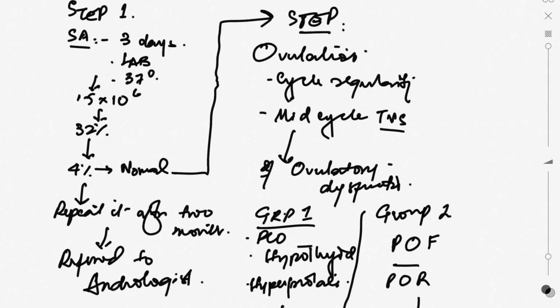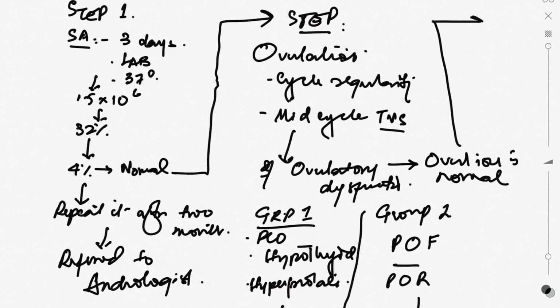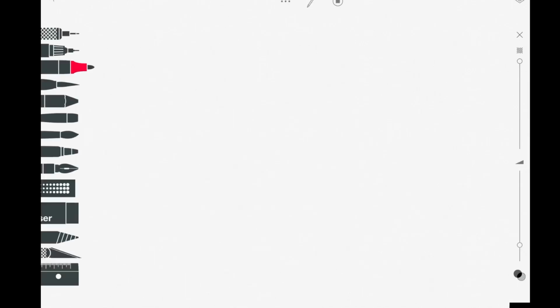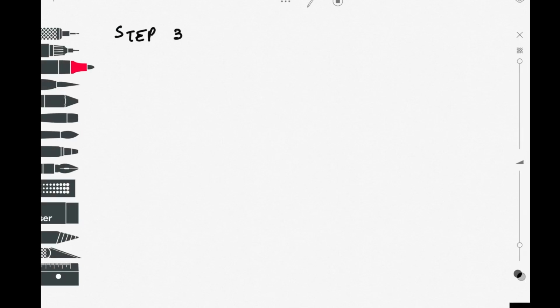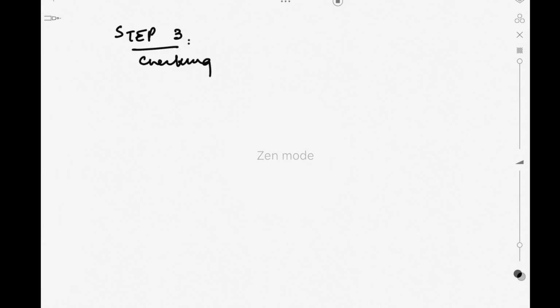Supposedly, there is no ovulatory dysfunction. Ovulation is normal. Then we have to move on to step 3. This is step 1, this is 2, and this is step 3. So once the semen analysis is normal and ovulatory function turned out to be normal, then step 3 is checking the passage.